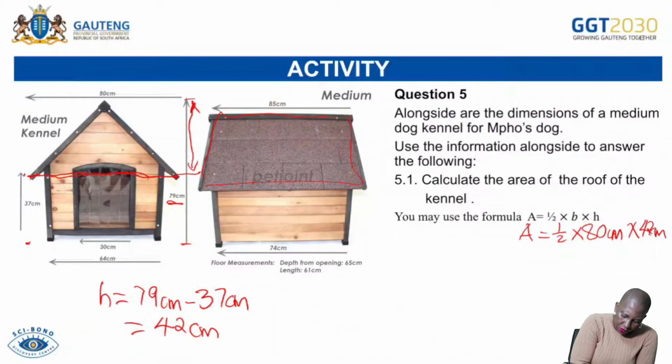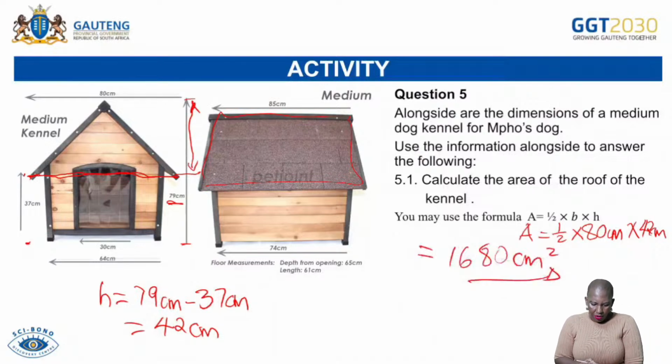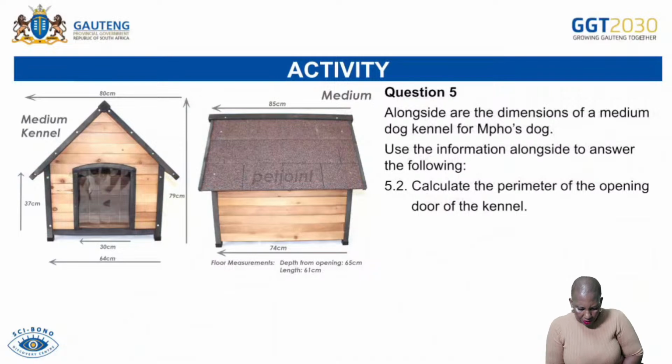So when I do my calculation, the area for the roof of the kennel will be 0,5 multiplied by 80 multiplied by 42. And then our answer will be 1,680 centimeter squared. Remember, it's an area. It is straightforward. Boys and girls, we are doing the second last question, but we are almost there. Calculate the perimeter of the opening of the kennel.